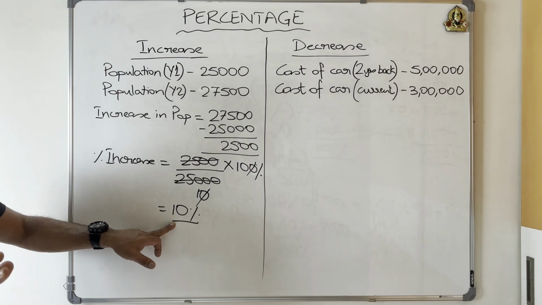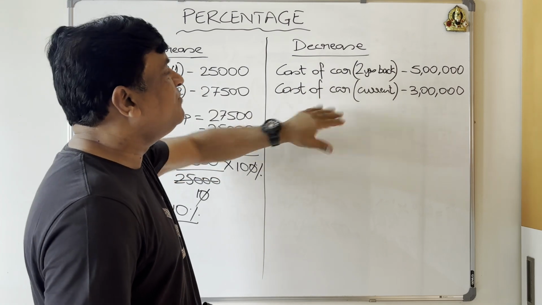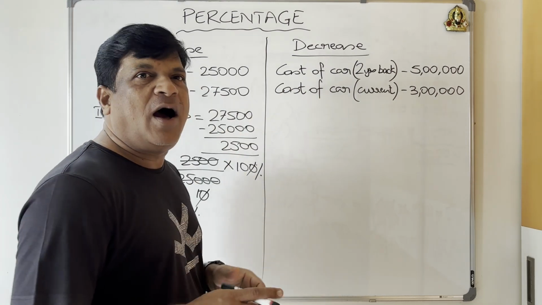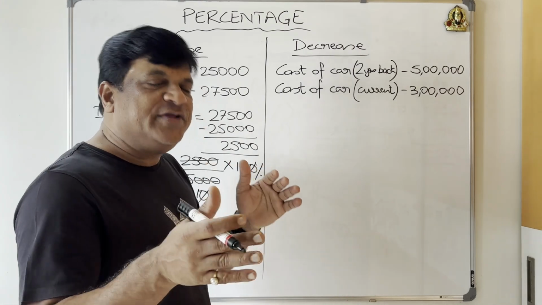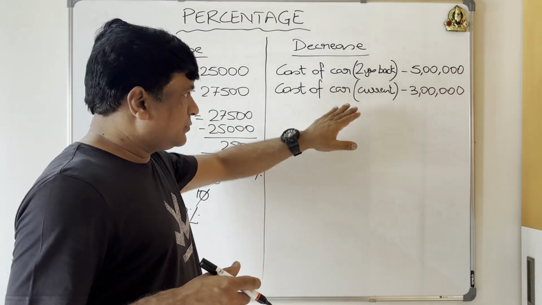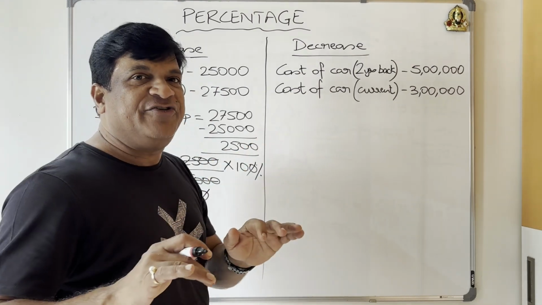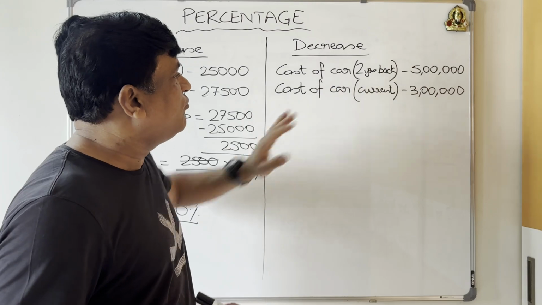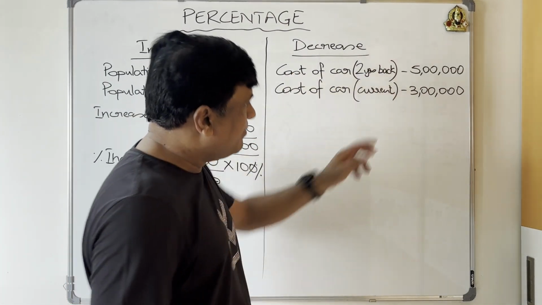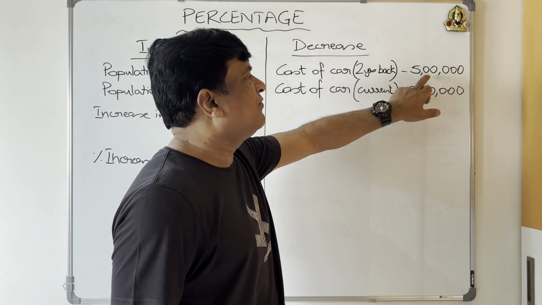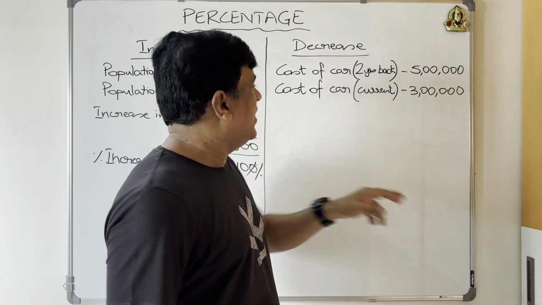Make sense, right? Now let's go to the decrease case. In this particular case, what happens when you buy a car or a bike or any object? What happens over the years? The value of that object depreciates. It always depreciates. It doesn't appreciate. So in this particular case, 2 years back when I bought the car, it was 5 lakh rupees or 500,000.